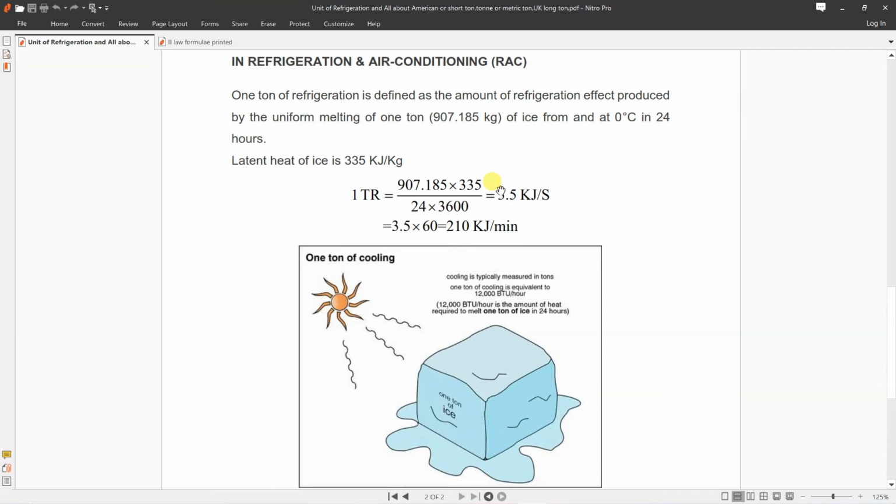This will be used throughout the subject to convert the heat removed by the application. Suppose we are using a refrigerator or air conditioner, the capacity we always have to calculate in TR. So this 3.5 value we will always use in the numericals. Now suppose you want to convert 3.5 kilojoule per second into kilojoule per minute. You have to multiply by 60. So 3.5 into 60 gives 210 kilojoule per minute. So 1 TR is 3.5 kilojoule per second, or 210 kilojoule per minute.